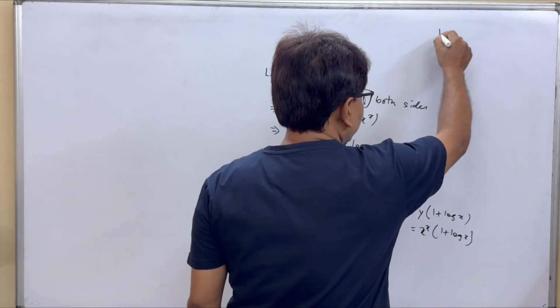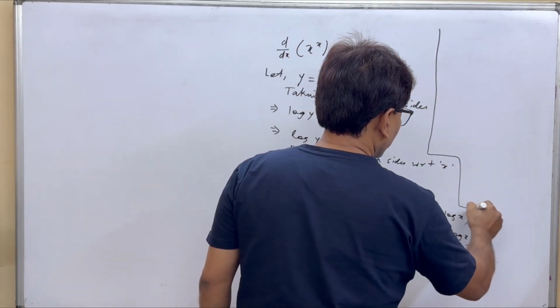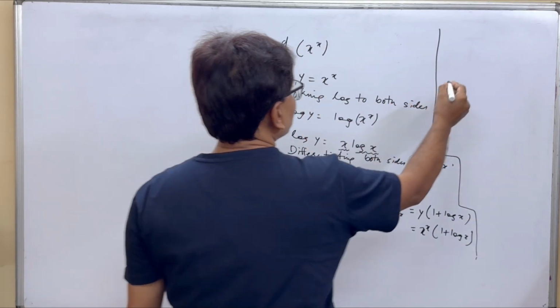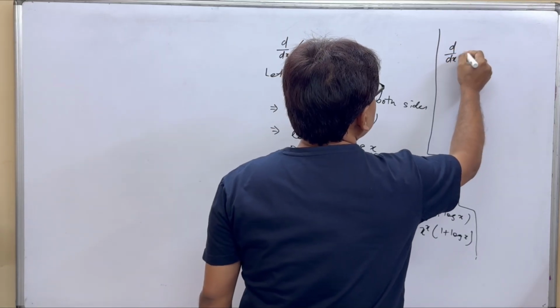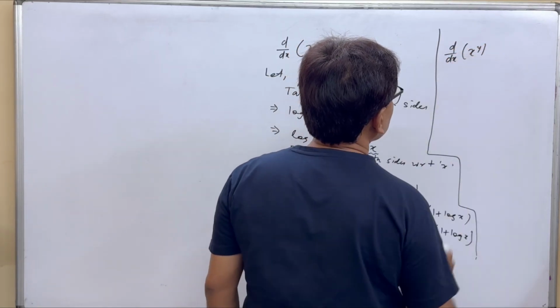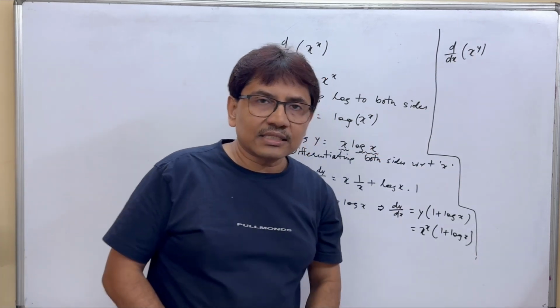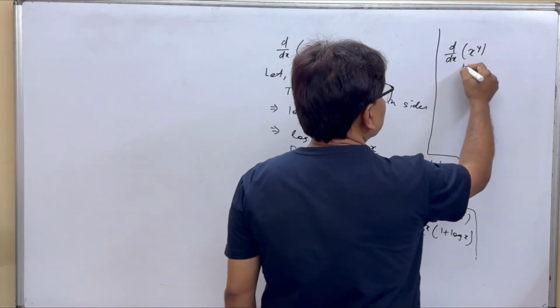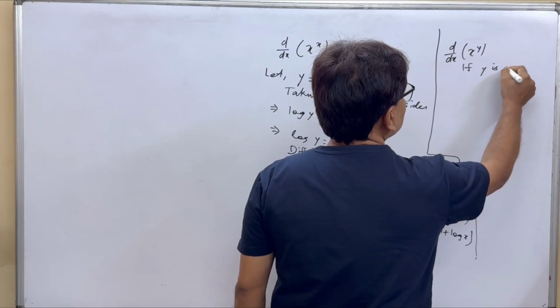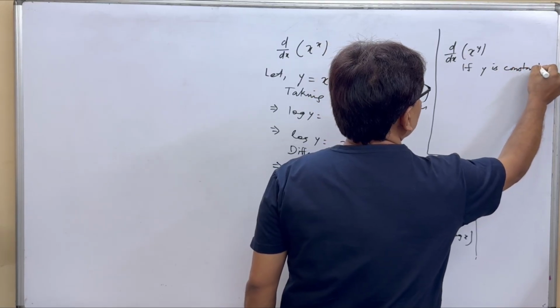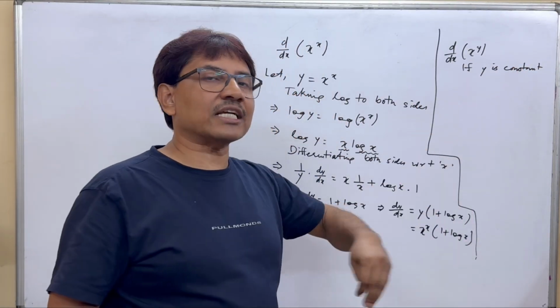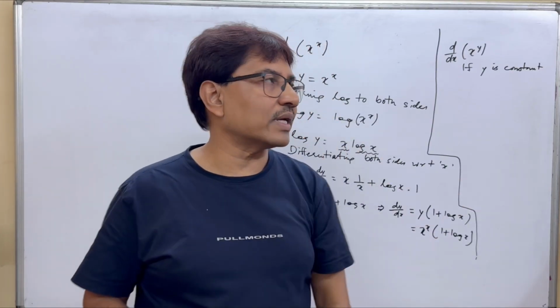Now if the question comes like this, d/dx of x to the power y, two situations can come. y can be a constant. If y is a constant, then simply by the formula d/dx of x to the power n is n times x to the power n minus 1.